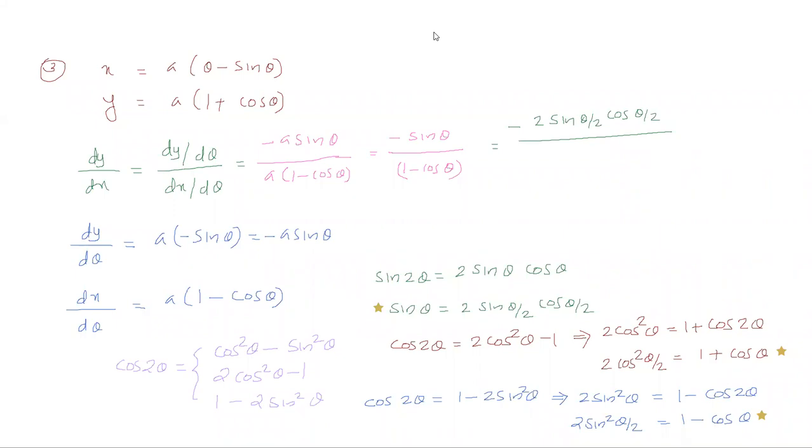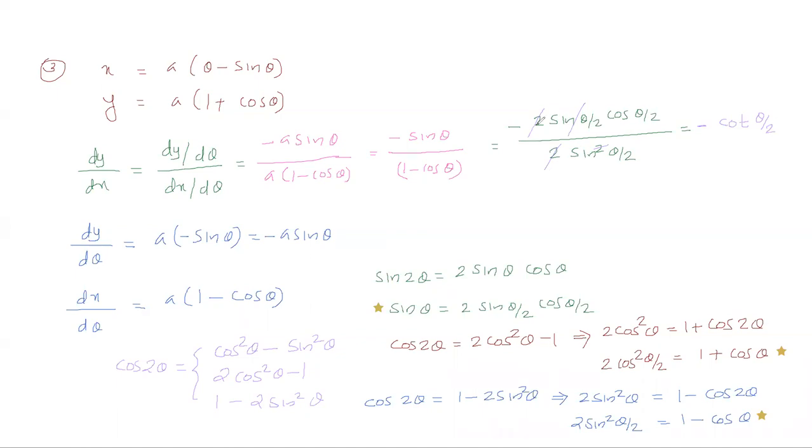So here, in place of 1 minus cos theta, you can write 2 sin square theta by 2. So 2 cancels, 2 cancels, and one sin theta by 2 cancels. So remaining is minus cos theta by 2 divided by sin theta by 2, that is minus cotangent theta by 2.